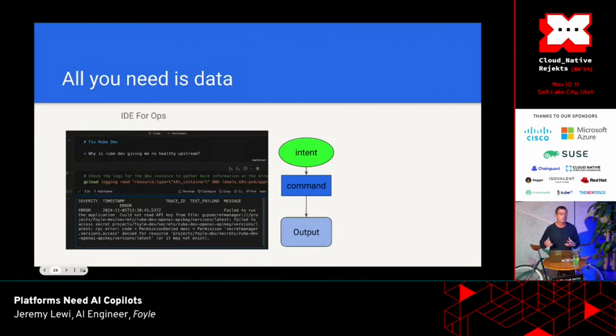So all we need to do this is data. If we have these reasoning traces of intent, command, output, these sequences, we could just train an AI, an LLM, to solve our problems.